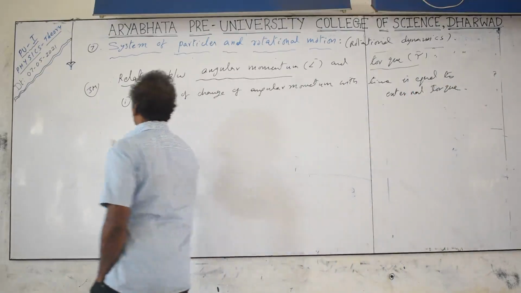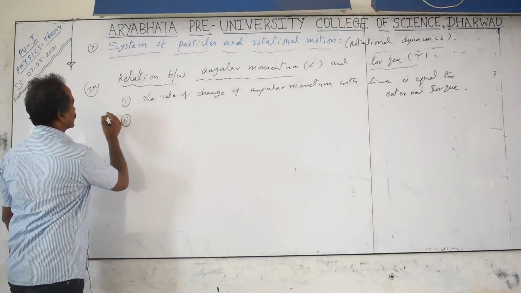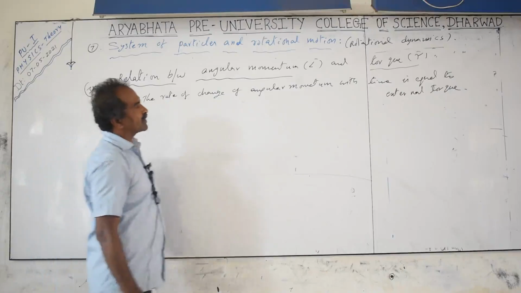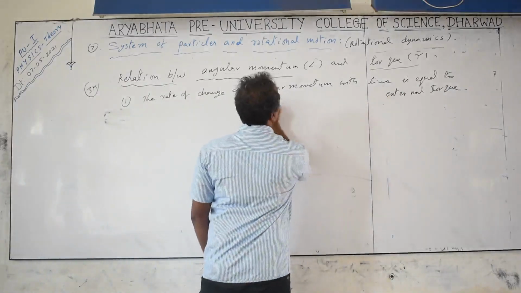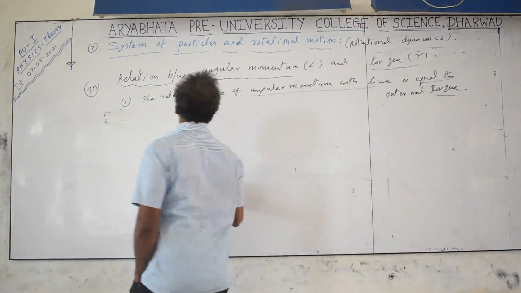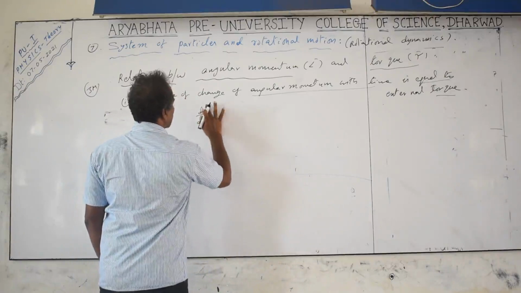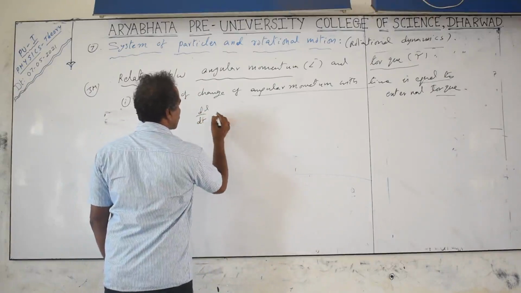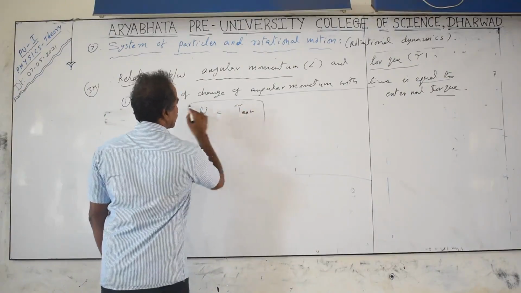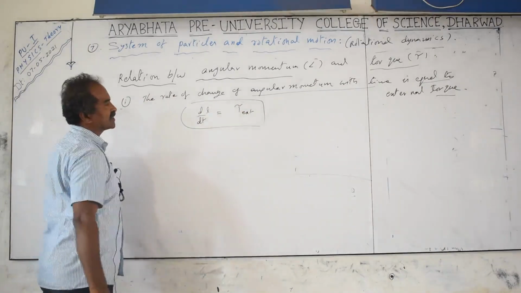This point is important, and the whole derivation is important for the 3 marks question. Proof for it. The rate of change of angular momentum with time, that means dL by dt, where L is the angular momentum, is equal to external torque. This is a relation between the angular momentum and torque. The torque must be external torque.